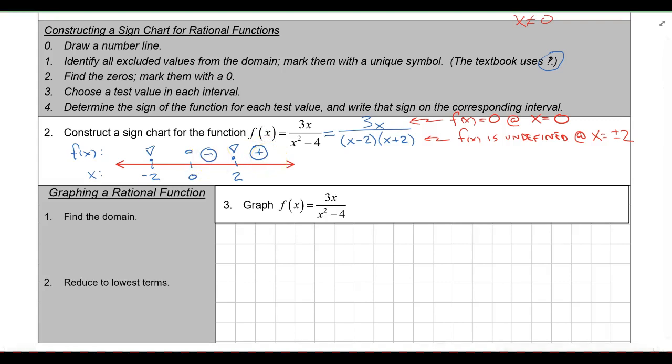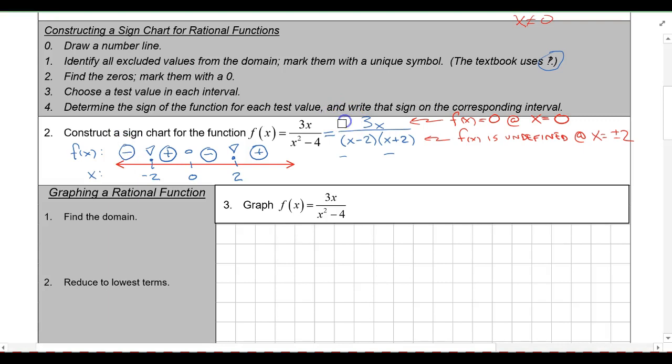All right, let's pick another test point. How about negative 1? 3 times negative 1 is negative. Negative 1 minus 2 is negative. Negative 1 plus 2 is positive. So these two negatives turn into a positive, so my result here is now positive. All right, continuing down the number line, let's pick a test point over here like negative 3. So 3 times negative 3, that's a negative value. Negative 3 minus 2 is negative. Negative 3 plus 2 is also negative. So now I have a positive in my denominator, a negative in my numerator. Overall result is a negative.